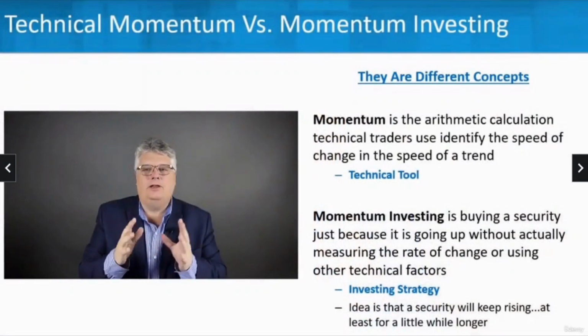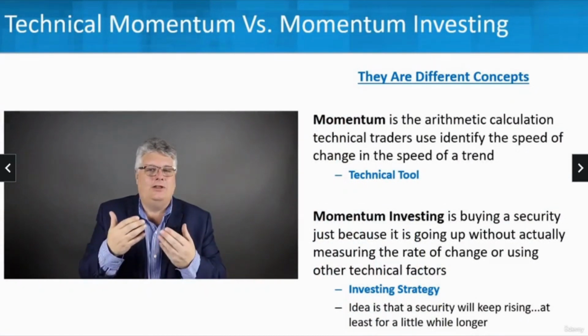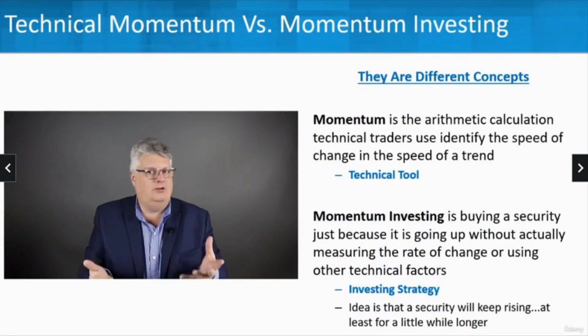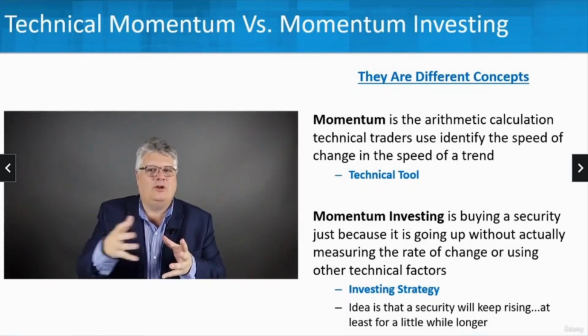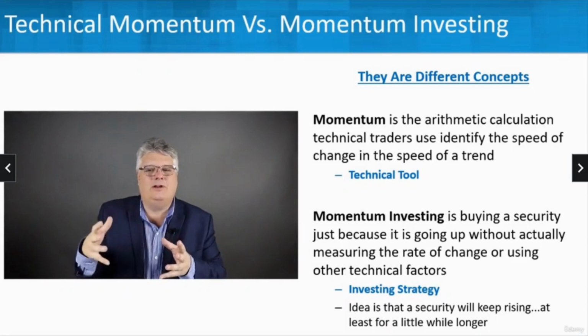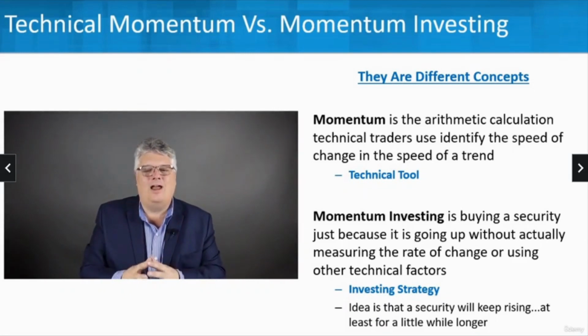Let's take a brief moment or pause here to talk about the difference between momentum as a technical indicator and momentum investing, because you might have heard the term, oh, that person's a momentum investor, for example. And they're two different things. So let's talk about that briefly. Momentum at its core is an arithmetic calculation that technical traders are using, as we talked about earlier, to identify the speed of change of a trend, or looking at a trend and how much those price changes are going up and down, accelerating, decelerating. It's a technical tool that we're using to really identify that.